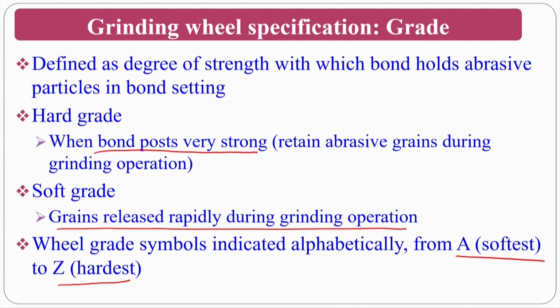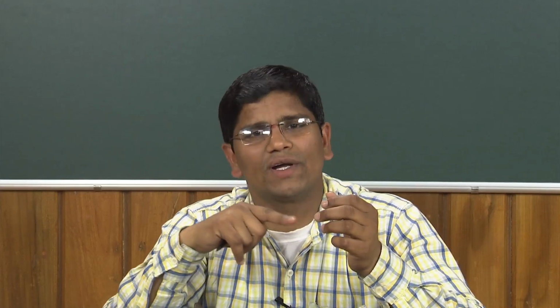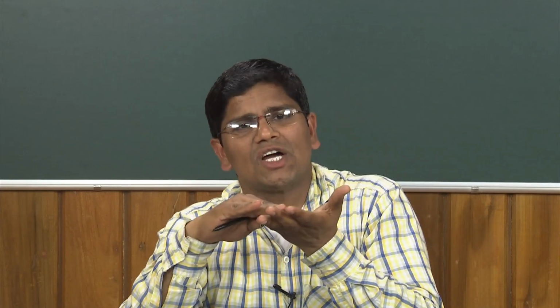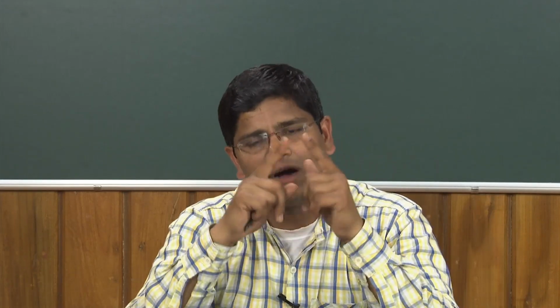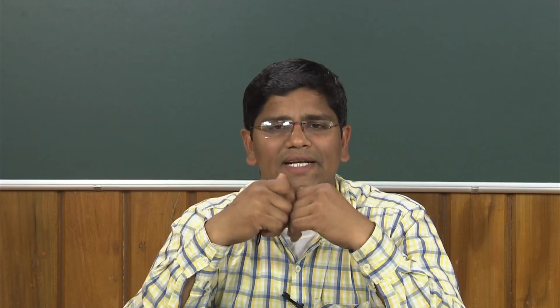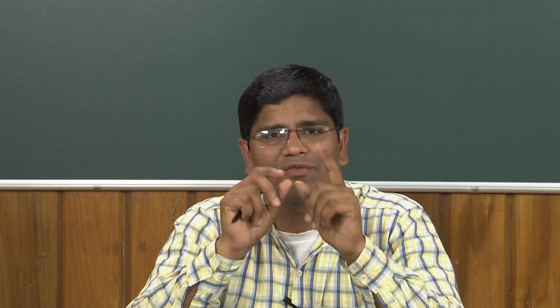If you see the grade, assume that I want to machine a softer material, I should always go for a harder wheel, because the abrasive particles should be firmly held so that the material removal takes place. Assume that I use a softer wheel there, even though I am machining a softer material, my abrasive particles are dislodging, which I don't want. For that purpose, obviously the person has to go for harder wheels. In case of harder materials, assume that I want to machine a very hard material. In that circumstance, I should go for softer grade wheels.